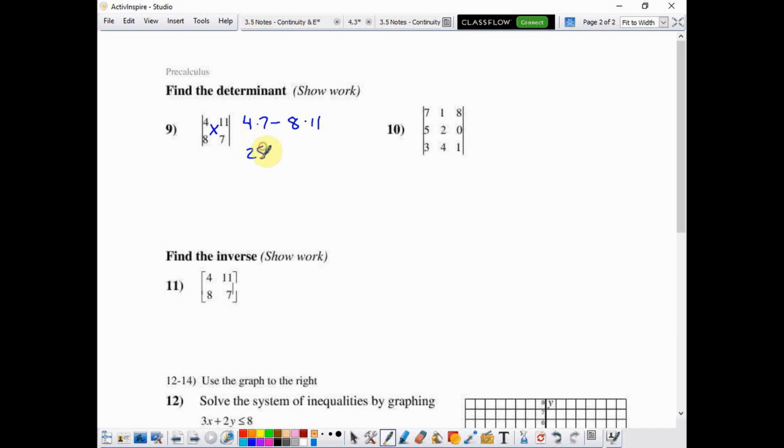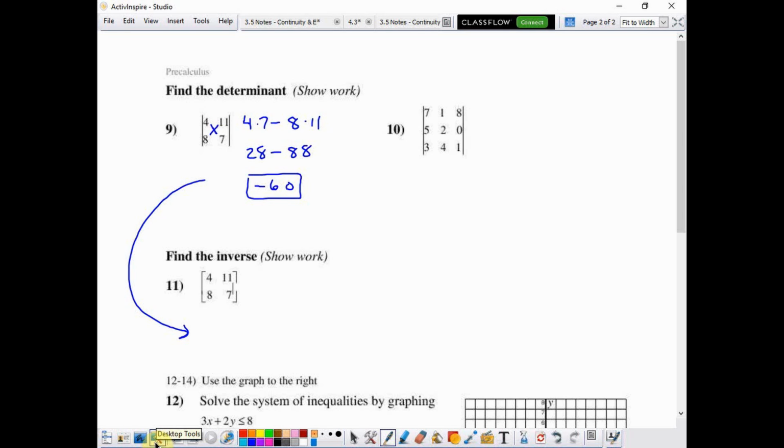4 times 7 is 28, minus 88 is negative 60. That is the determinant of our 2 by 2 matrix. Let's go down to this next one because it uses the same matrix. We're going to find the inverse of that same matrix.